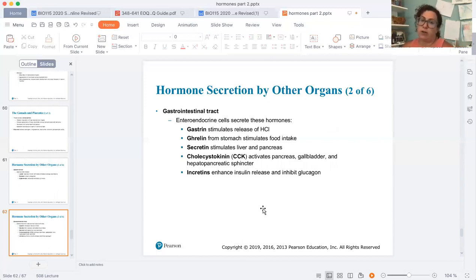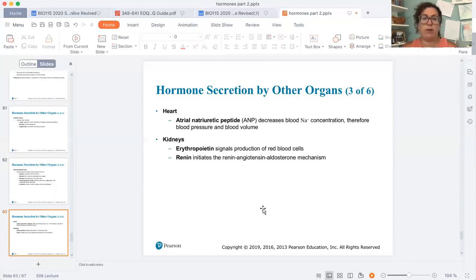The GI tract has a whole bunch of its own hormones, which we'll get into in the digestive system. But we have gastrin in the stomach that releases hydrochloric acid, which is your stomach acid. We have ghrelin that comes from the stomach that stimulates you to get growling in your belly so you get hungry. We have secretin, which is from the liver and pancreas, and a whole other slew of hormones that I don't want you to get into.